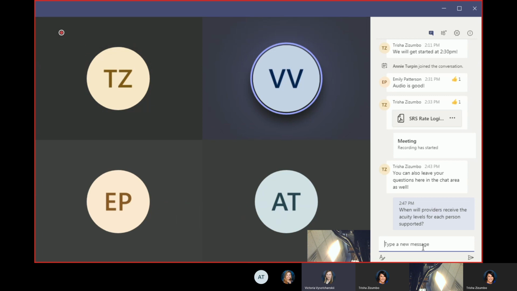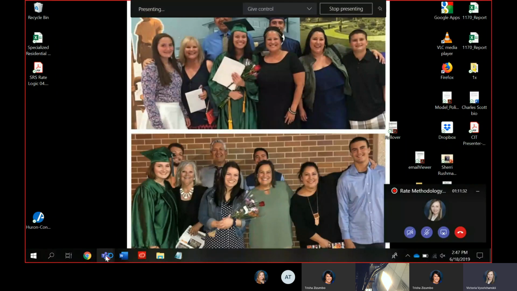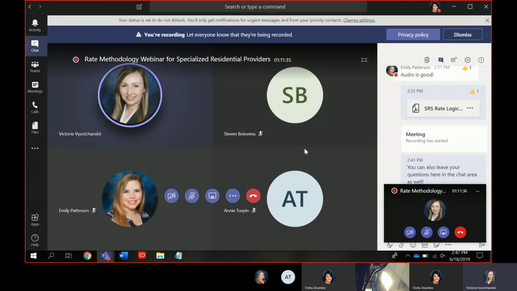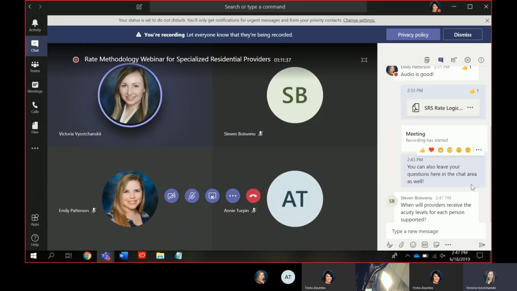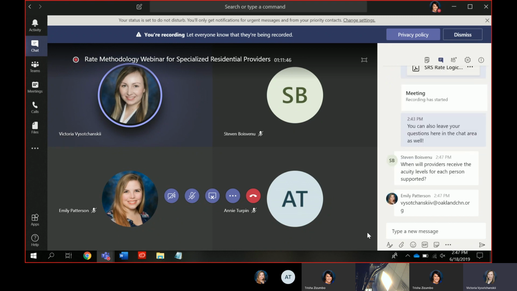We do have a question. Steve: When will providers receive the acuity levels for each person supported? That's a fantastic question. So the acuity levels of every individual will be dependent on the DLA-20. Now, this is an assessment tool that I believe all providers are required to use, and we'll be using this assessment tool to determine the acuity levels of every individual.